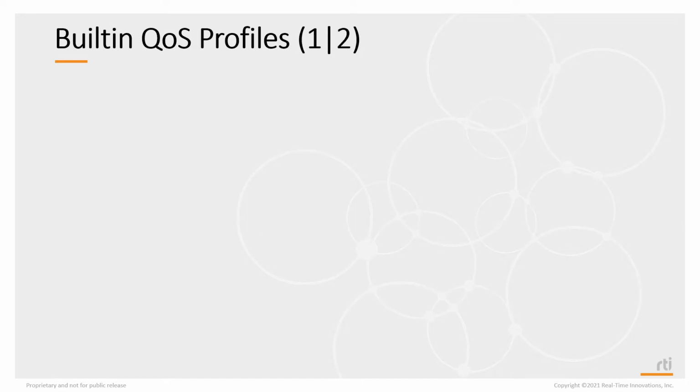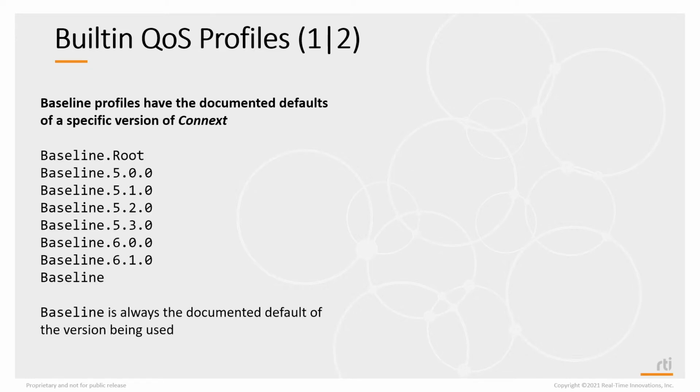What built-in QoS profiles are offered by Connext DDS? Well, first, we have what are known as baseline profiles. These baseline profiles are the documented defaults of a specific version of Connext DDS. Now, we try to limit changes to the default values of the QoS policies from release to release, from version to version. But sometimes we have to make changes. And so if you want to start with the documented default of a particular version of Connext DDS, you can start by using a baseline.